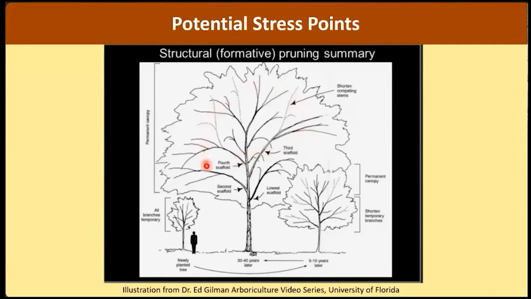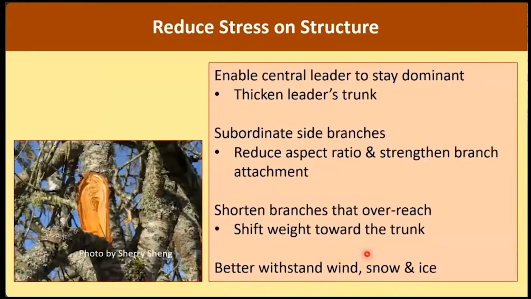So in this example, it's obvious, given the central leader, here's one competition, here's another competition, and lower down, a third competition. By removing the upright shoot, that will slow down the growth of the remaining branch, and therefore improve the branch angle and aspect ratio here. And likewise, these two other cuts will have a similar effect. So again, we are improving the structure by reducing stress.